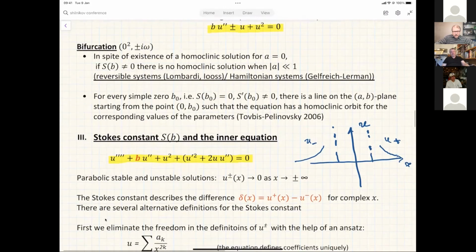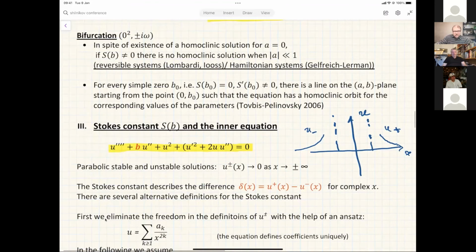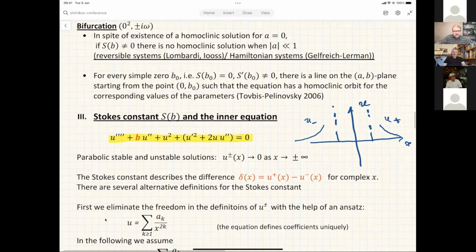So first of all, we need to eliminate the freedom in the definition of the solutions u plus and u minus. They are not defined uniquely because our equation is autonomous. So we can always translate the x variable and obtain another solution from the same solution. So if u plus of x goes to 0, then u plus of x plus c also goes to 0. And this translation freedom is eliminated by fixing the asymptotic behavior of u at infinity.